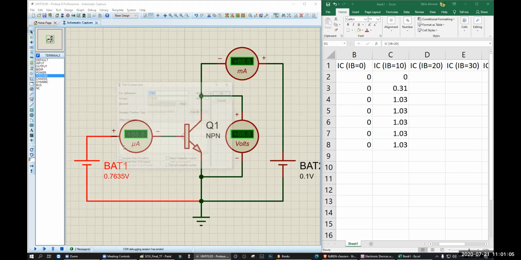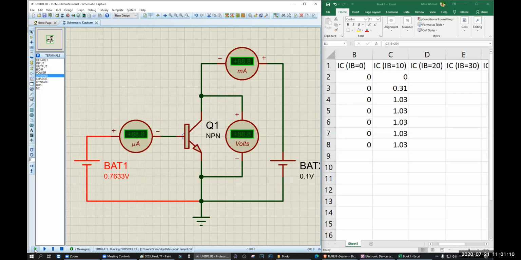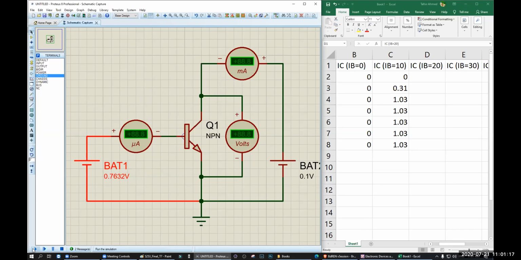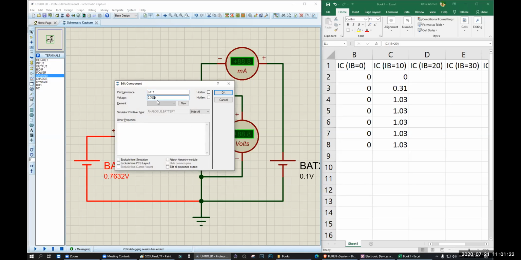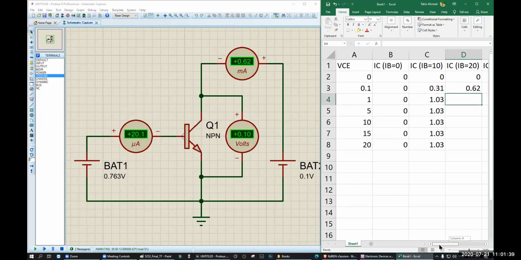20.4, no. Let's make it 3. Let's make it 2. Let's make it 0 actually. Yeah, okay. 0.763. That's 20.1. For 0, it will be obviously 0. For this one, it is 0.62 or 0.1 voltage actually. 0.1 voltage.